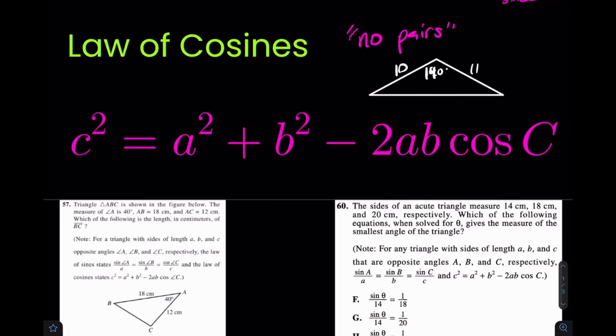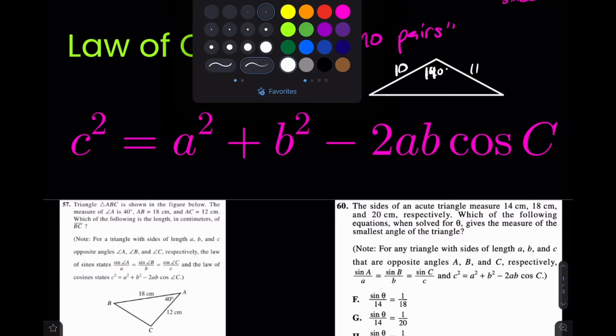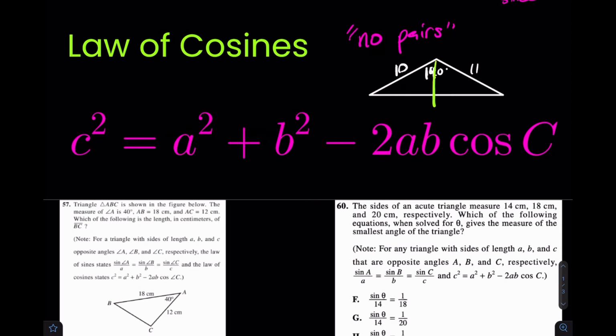How would this work? What would this even do? How could I set this up? Well, let me first ask you this question. Is there a set of pairs? Is there a pair here? No. Is there a pair here? No. Is there a pair here? No. In that case, this is when you don't have a set of pairs. You're going to use law of cosine. And how does law of cosine work?